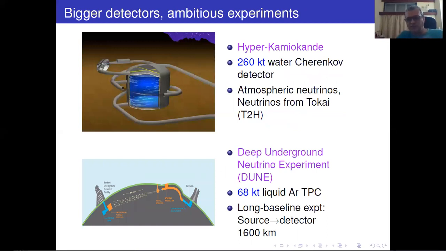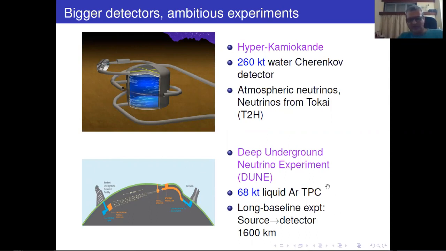To solve all these problems, we are going to need bigger, ambitious detectors. These are two of the biggest ones planned for the next decade. You might have heard of them. This is Hyper-Kamiokande, going to be a bigger version of Super-Kamiokande, a water Cherenkov detector now with 260 kilotons. We look at atmospheric neutrinos, and we also look for neutrinos coming from Tokai. This is called the T2HK experiment, Tokai to Hyper-Kamiokande. This is of course in Japan.